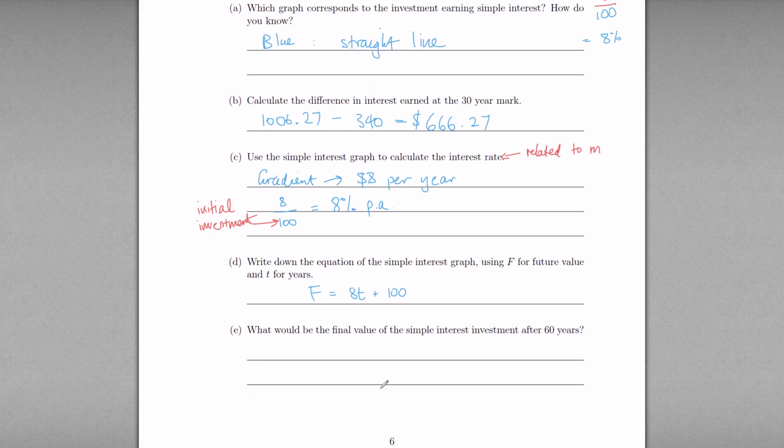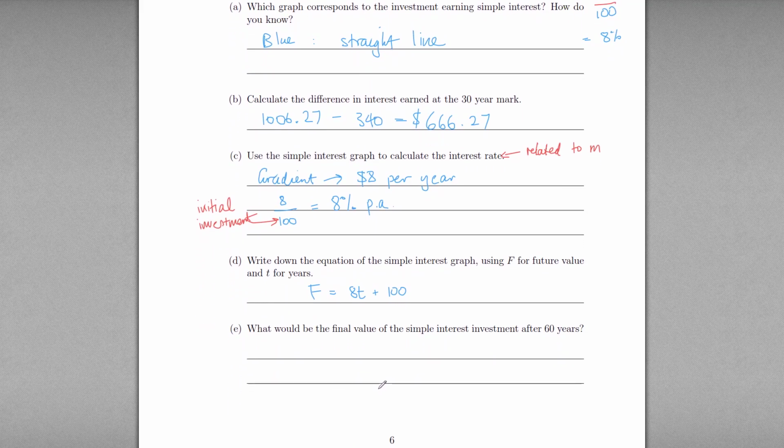Okay, so last one on this, what would be the final value of the simple interest investment after 60 years? Well, if I put t as 60, the f would be 8 times 60 plus 100, that's 480 plus 100, so 580.